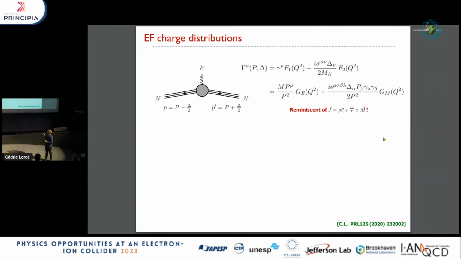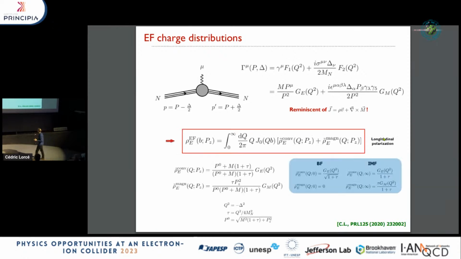So with this GE-GM decomposition, you have a nice matching with convection plus polarization contribution to the current. You compute, for example, the charge density in the elastic frame, then you can separate the convection part and the magnetization part, while you get something proportional to GE and GM with some momentum-dependent factors. And if you go to the Breit frame, you recover the expression in the Breit frame; you go to the infinite momentum frame, you get the linear combination of GE and GM that gives you F1.